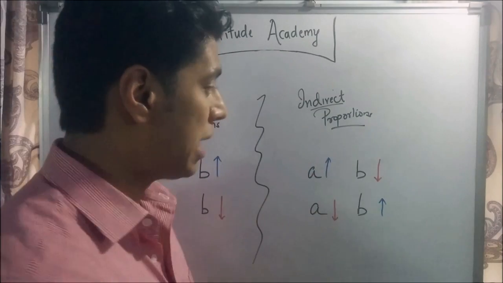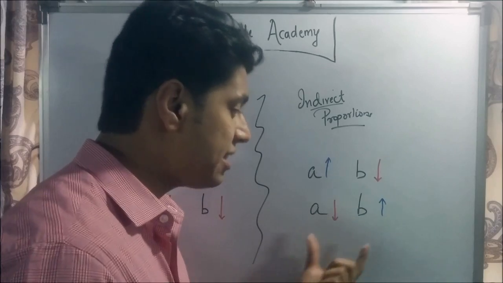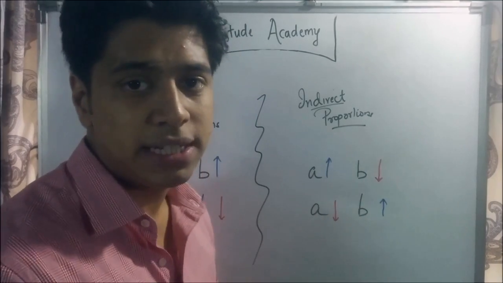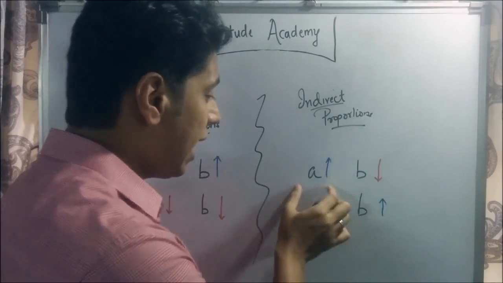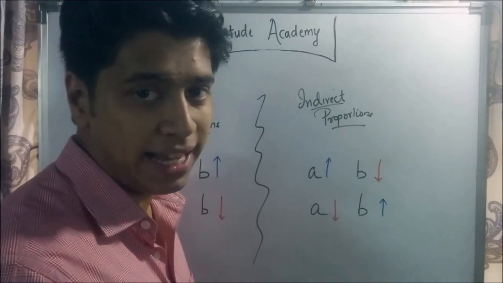Now in indirect proportions, what happens is if A increases, B will decrease. And if A decreases, B will increase. An example for this is, suppose you have a piece of cake and A is the number of people who are going to eat the cake and B is the size of the piece each person gets, right?